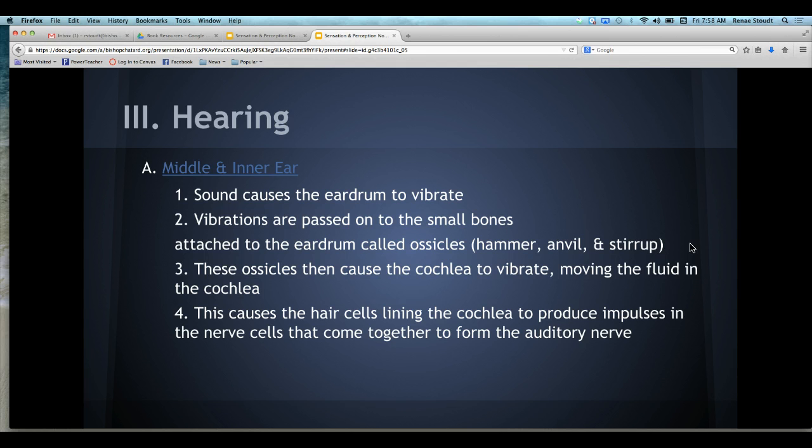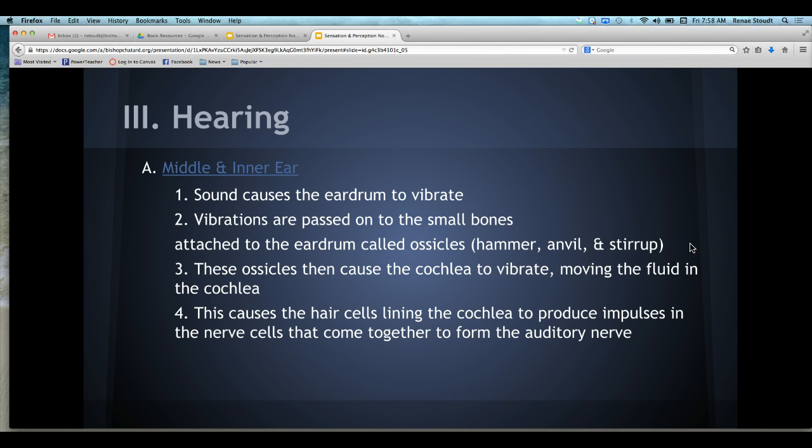So the nerve cells, and I think I have a picture up here, but I forgot to activate it first. It's just kind of like when we talked about the eye. Remember, we said that the ganglion cells in the eye converge and come together to form the optic nerve. Same thing here with the ear: these nerve cells come together to form the auditory nerve. The auditory nerve runs into your brain and tells your brain what you're hearing.